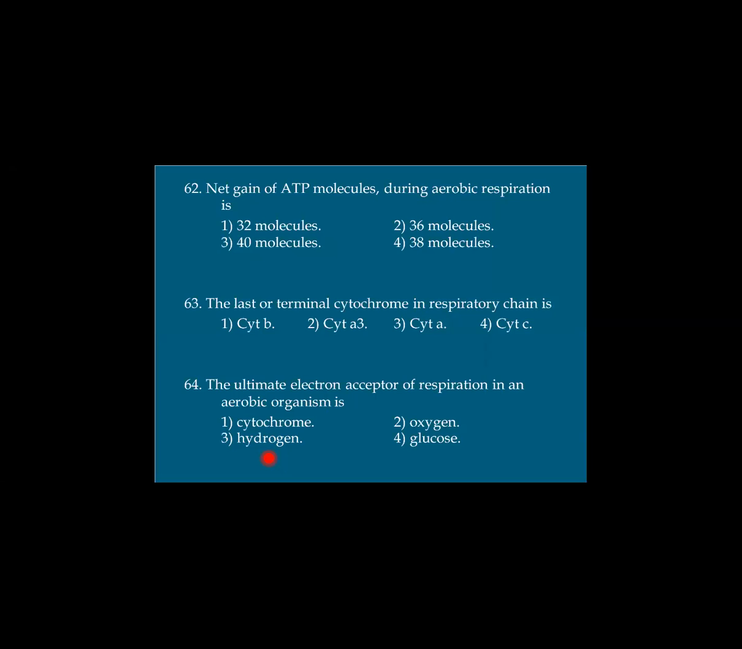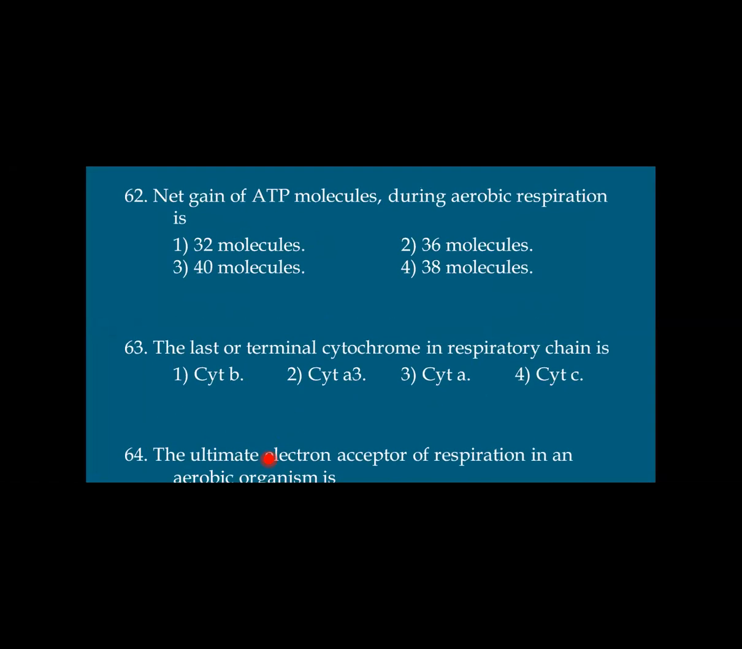Now let us go to the next question. Question number 62: net gain of ATP molecules during aerobic respiration is. During aerobic respiration the net gain is 36 molecules. However, in some cases, as I told, it can be even 38 molecules, where the difference arises from prokaryotes to eukaryotes. As per your NCERT book, you have to answer option 2, 36 molecules.